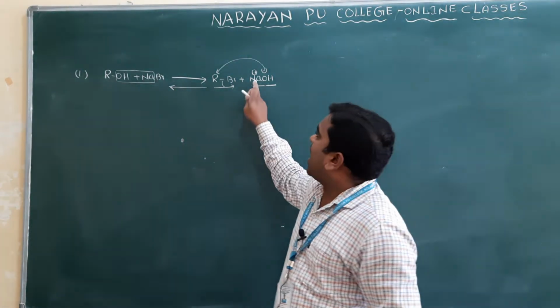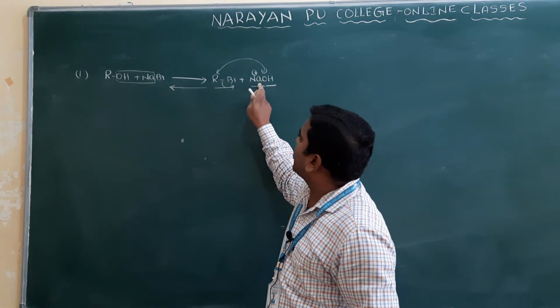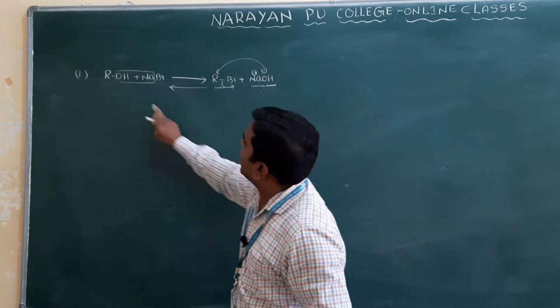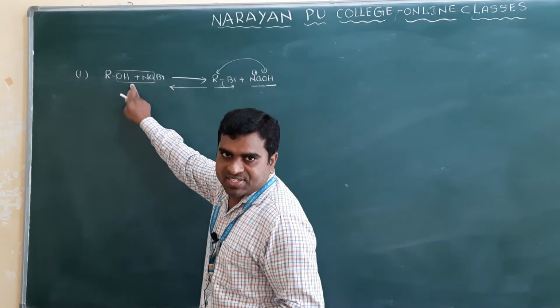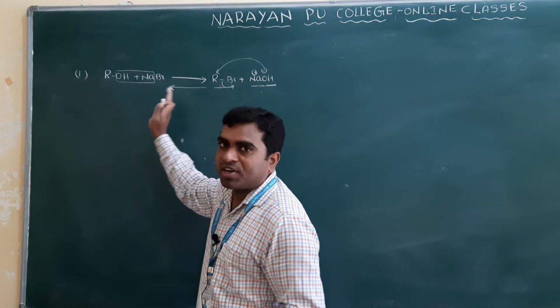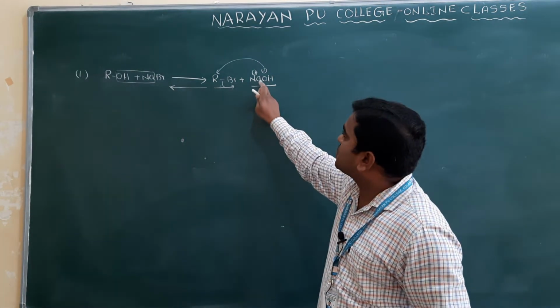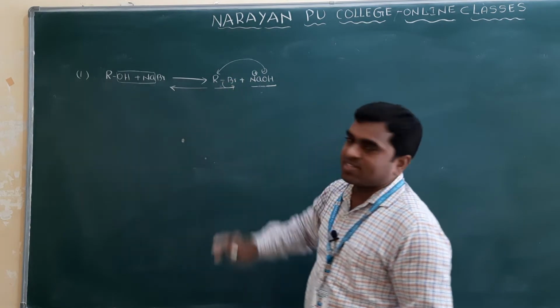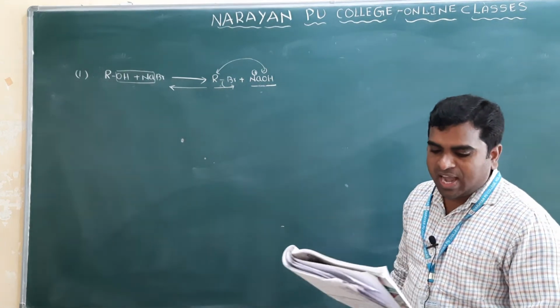Whenever the base in the product is strong, it will again react with the product and give the reactants again. So that's why this reaction will not take place easily. The base which is formed here should be a weaker base than Br minus. Clear? That is your answer, option 1.